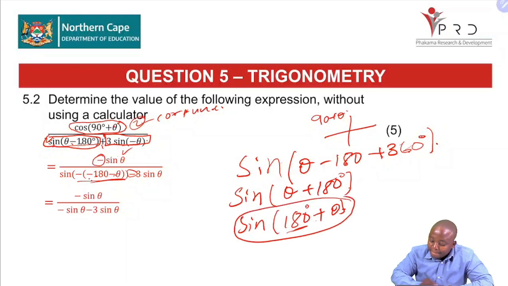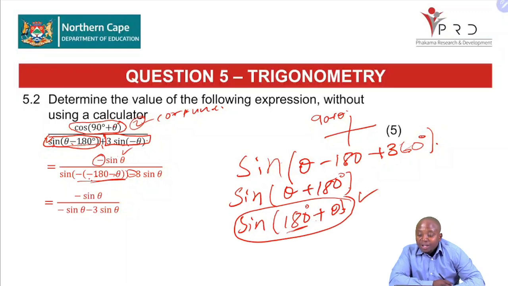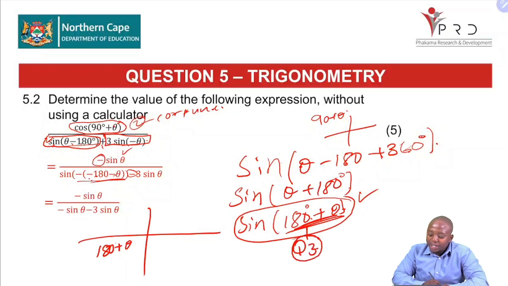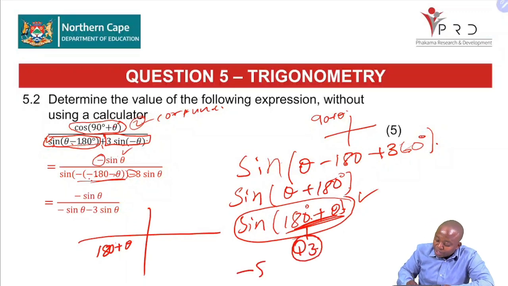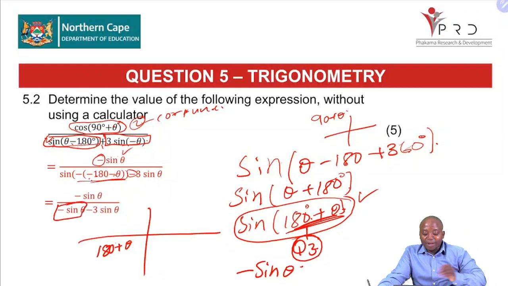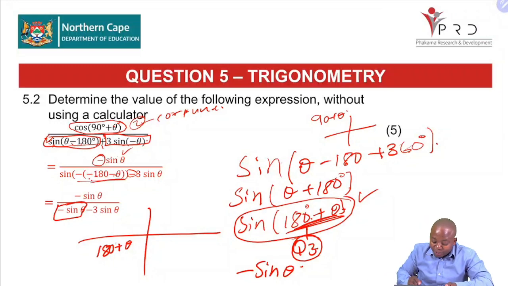From here, we are going to find which quadrant this can be reduced with. We know that 180 plus theta is here. That is the 180 plus theta, so this is quadrant 3. On quadrant 3, sine is negative, so it's going to give us negative sine theta. Which is why I have a negative sine theta right there. So it becomes easier when we just add a multiple of 180 to that question.